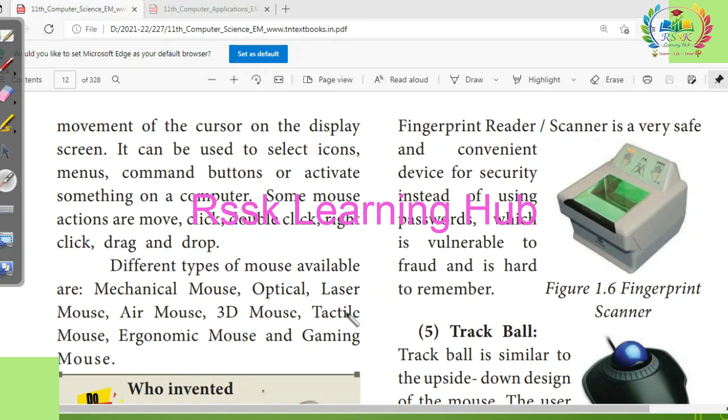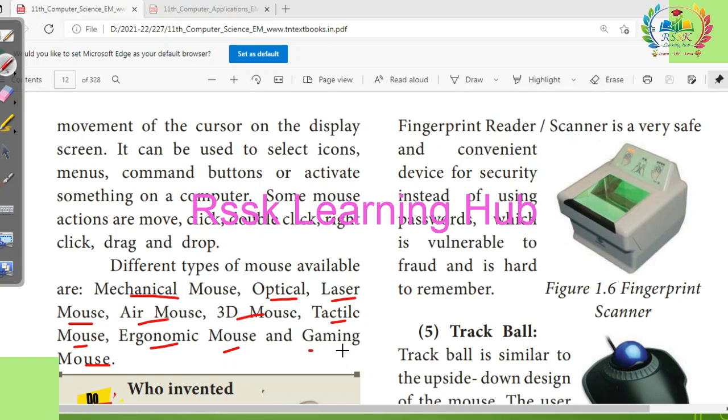There are different types of mouse available. Based upon usage, you may categorize the mouse into mechanical mouse, optical mouse, laser mouse, air mouse, 3D mouse, tactile mouse, ergonomic mouse and gaming mouse.